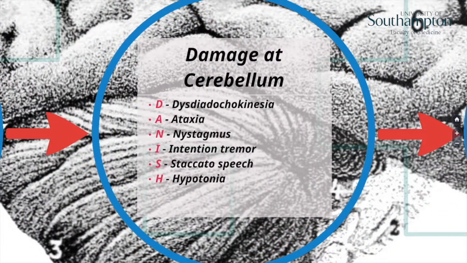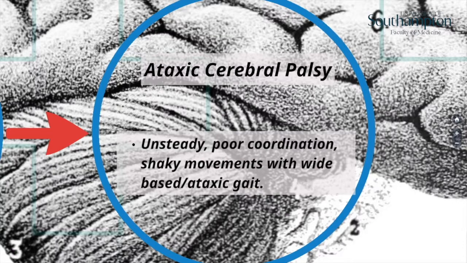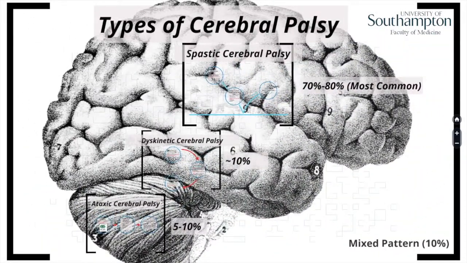And one way to remember it is by using the mnemonic DANISH, which stands for dysdiadochokinesia, ataxia, nystagmus, intention tremor, staccato speech, and hypotonia. And if you remember all these, you'll be able to picture an unsteady, poorly coordinated child shown in this type of cerebral palsy. The fourth type would be the mixed pattern, which incorporates certain elements from all three that we have discussed previously.